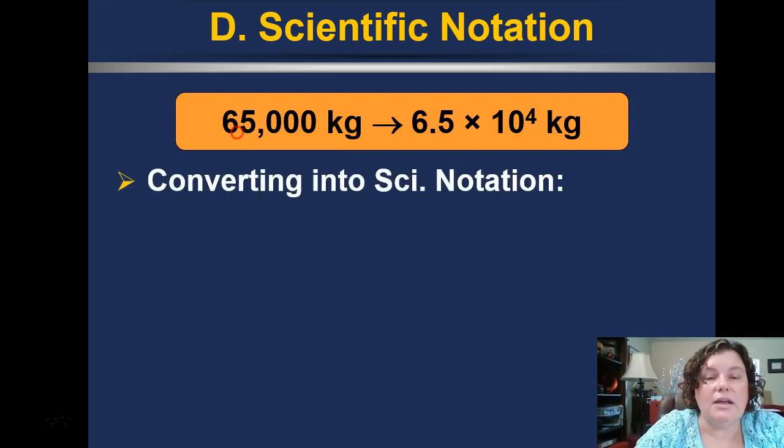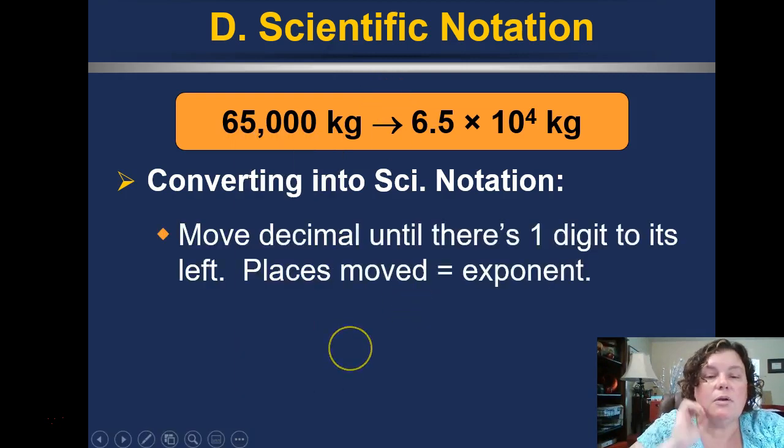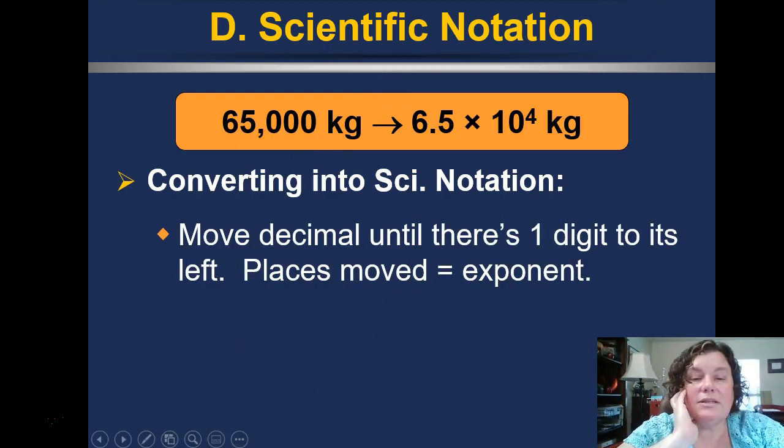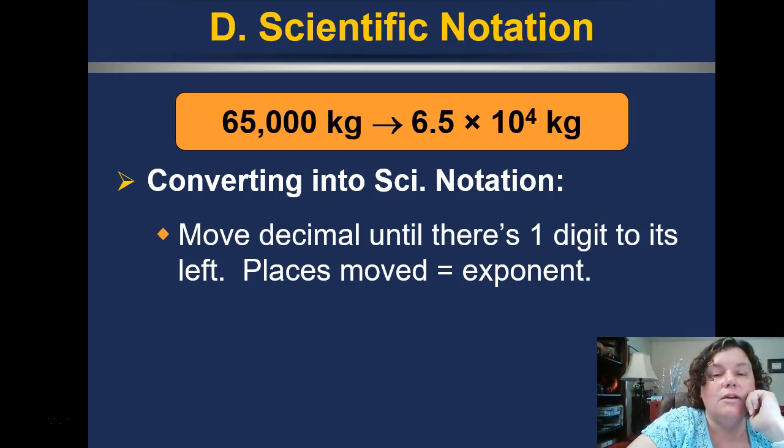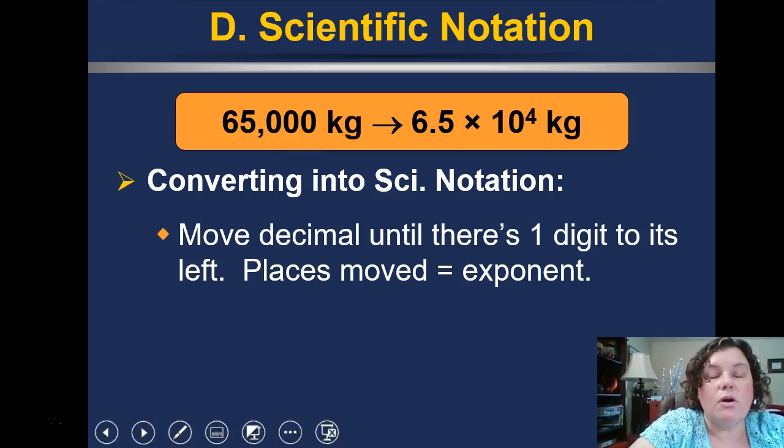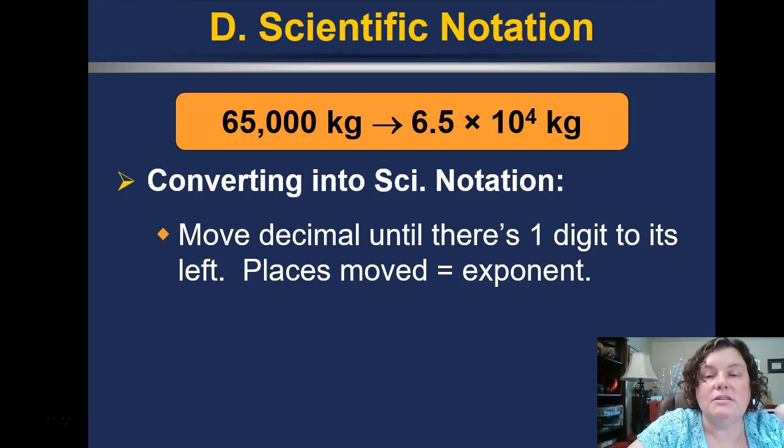So in this case, we have 65,000, and we're going to move our decimal until there's 1 digit to its left. So here's where our decimal is. We're going to count 1, 2, 3, 4. We moved it 4 places to the left in order to get between the 6 and the 5. So we would write 6.5 times 10 to the 4th.